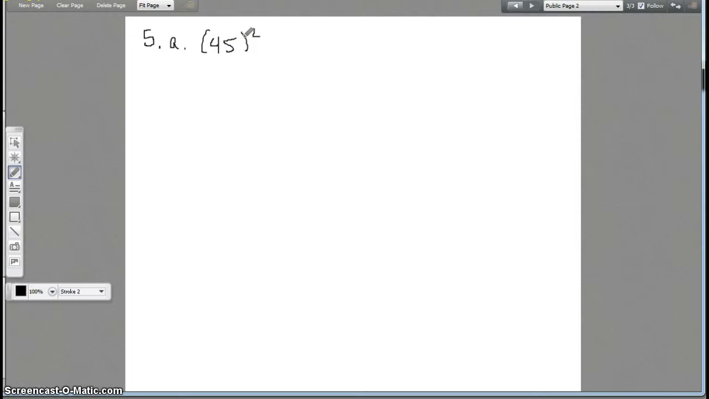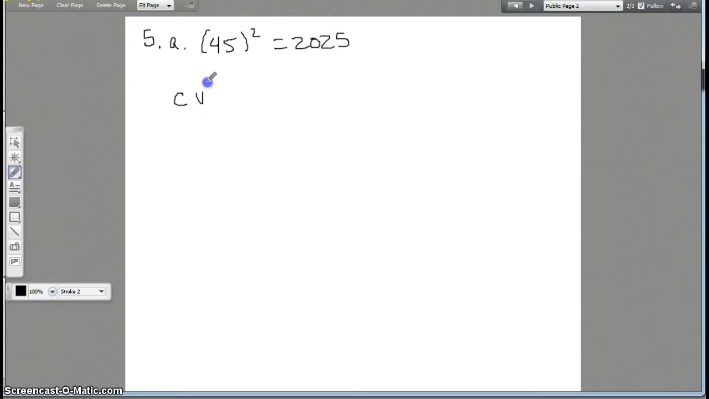So if we look on page 563 and look in the first column for 45, the second column gives the square, and that is 2025. Or you can just punch this into your calculator to see. Let's look at part C.